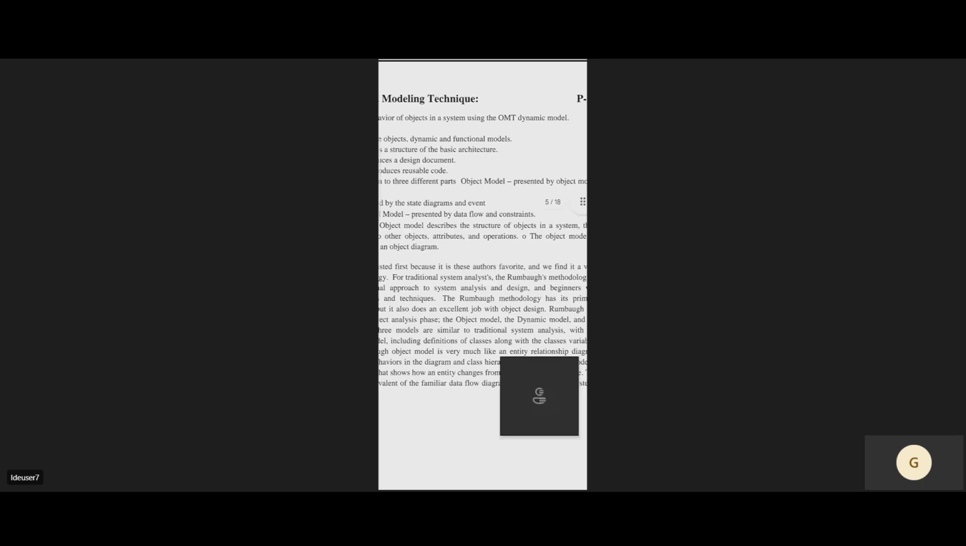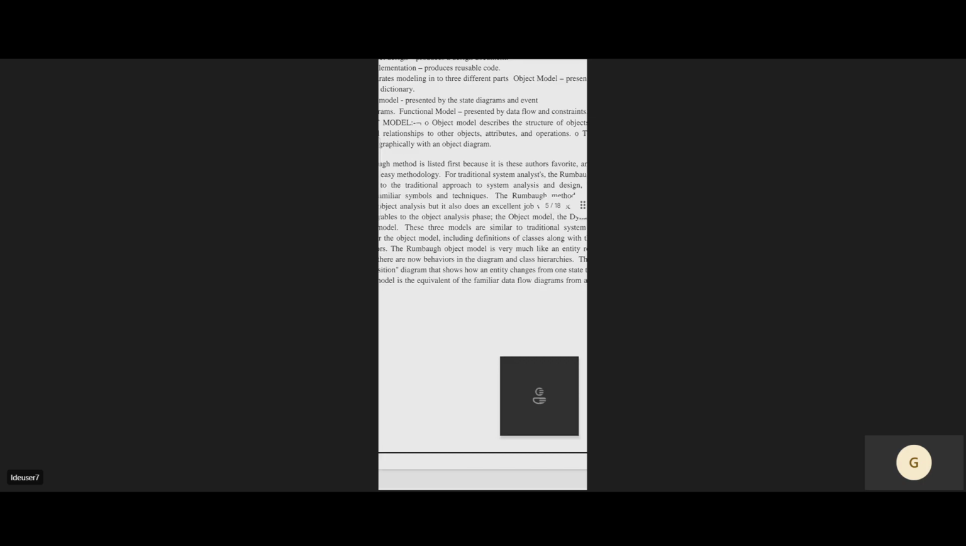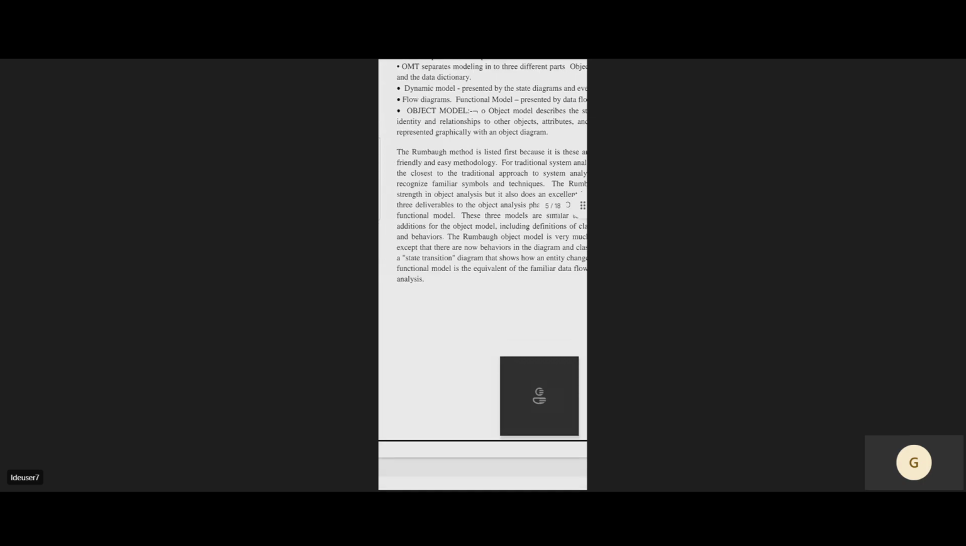Under the object diagram, the top of the rectangle denotes the name of the object and the bottom denotes the attributes of the object. This method is listed first because it is the author's favorite, and we find it a very friendly and easy methodology. The Rumbaugh methodology has its primary strength in object analysis, but it also does an excellent job with object design.